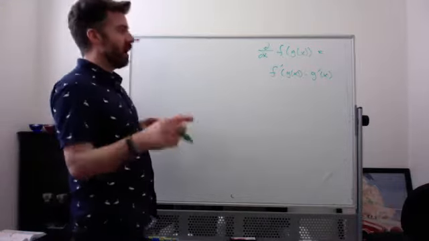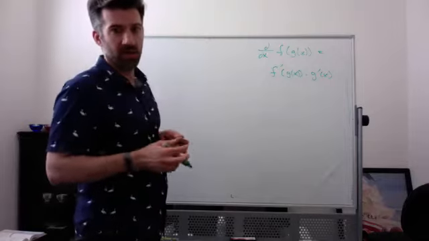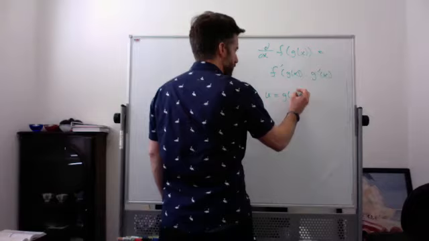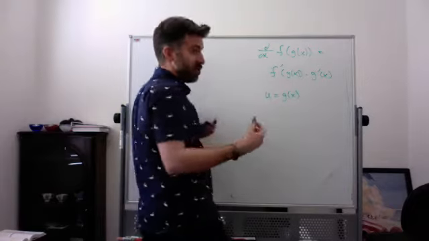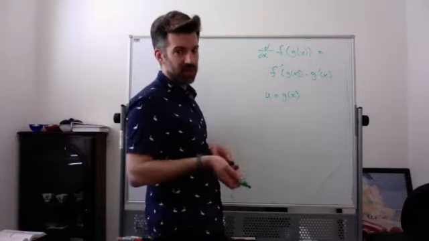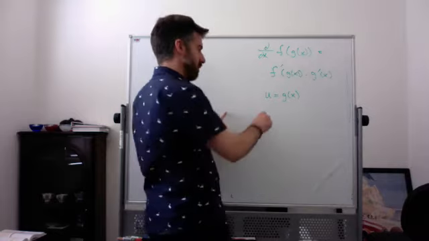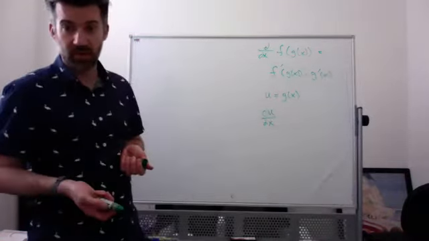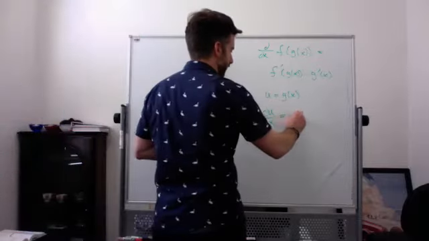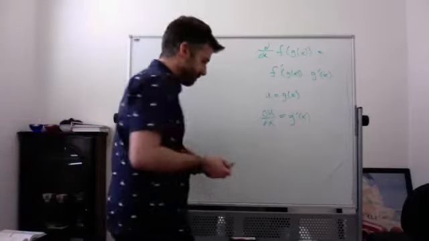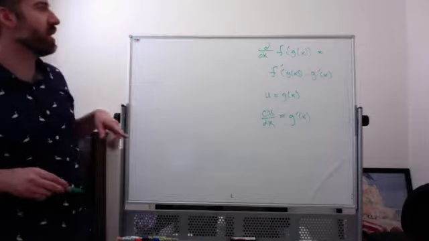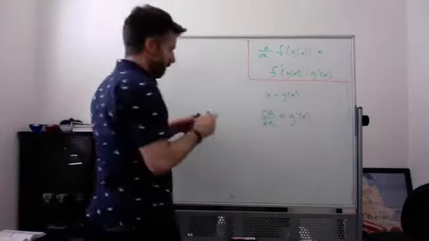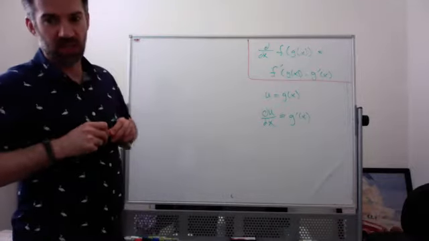Oftentimes people like to call g of x u. So we say u is equal to g of x. Then if I take the derivative of both sides, there are lots of ways to write the derivative. On the left I can call it du dx, and on the right-hand side I can write g prime of x. Now I'm going to rewrite this derivative using u's instead of g's.